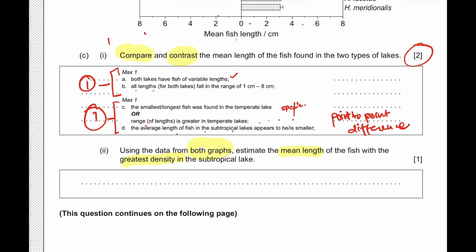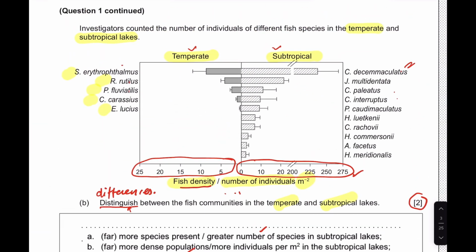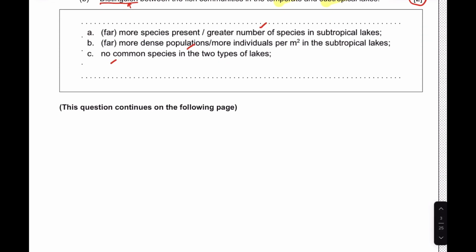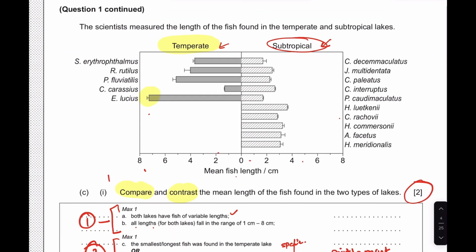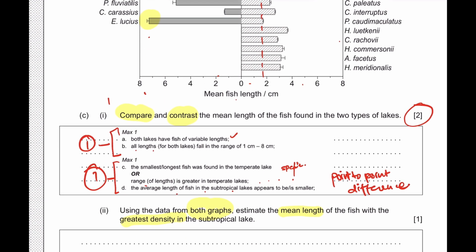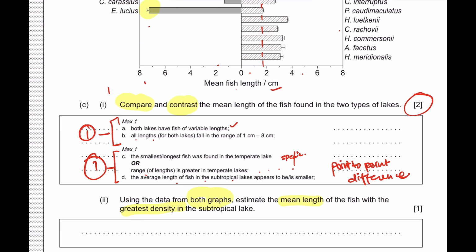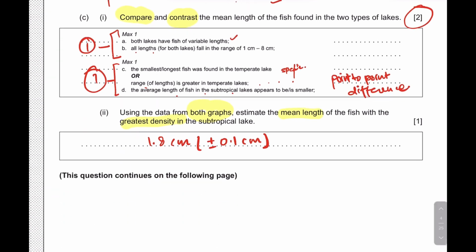So you have to look at both graphs. So you look at the first graph. The species which has the greatest density is this one, C. decimaculatus. So we will come back here and we look at this and we see what the mean density is. So mean density for this is around 1.8 and the unit is centimeter. So 1.8 centimeter. As we accept the uncertainty for one decimal place, this can be 1.9 or 1.7.